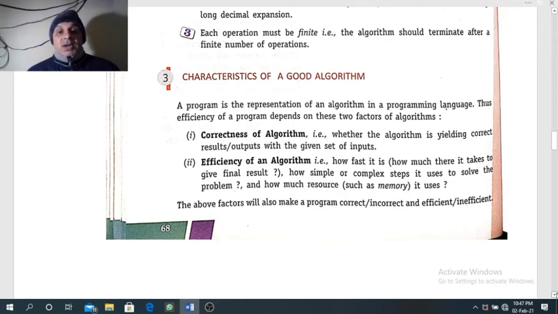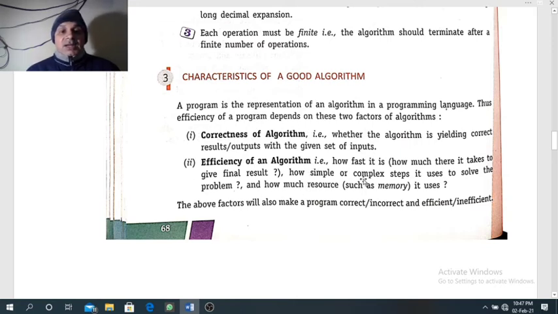Programming language is required to give instruction to computer, and algorithm is for the user to understand what to do, how to do, and when to do. Efficiency of a program depends on these two factors of algorithms. It means if our algorithm contains these two factors, then our program will be efficient.